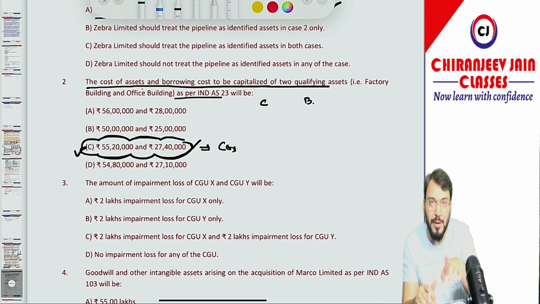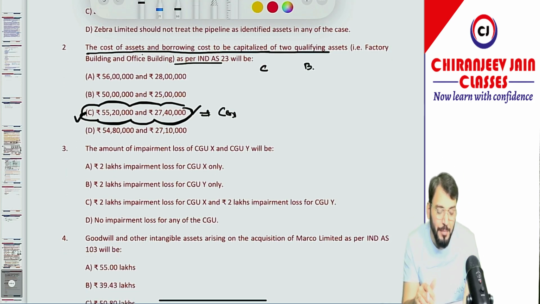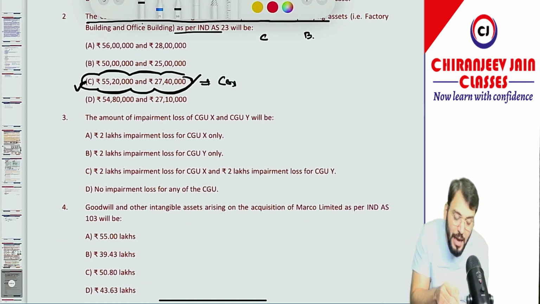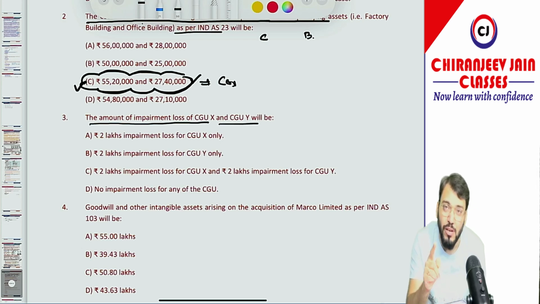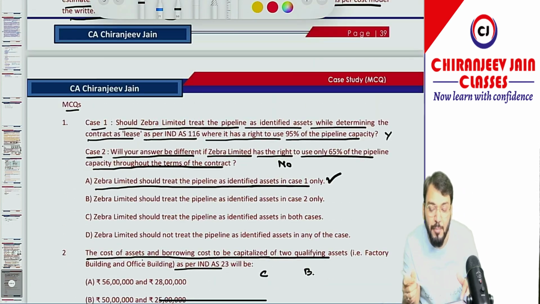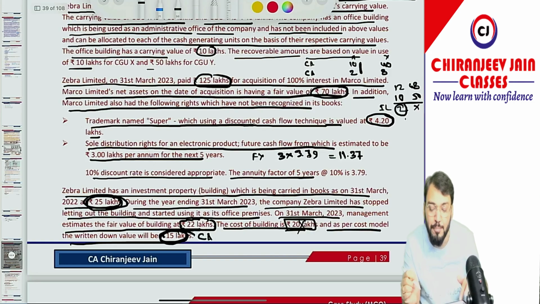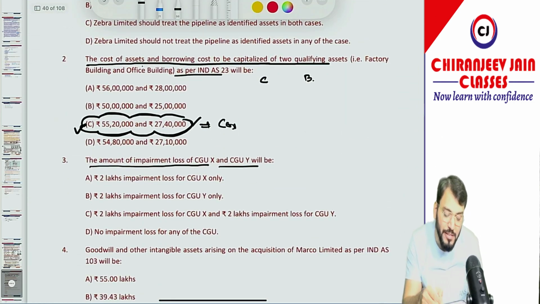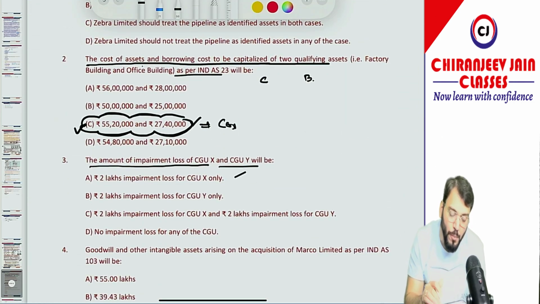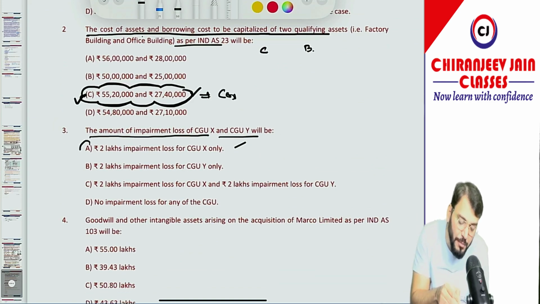Calculation of borrowing cost to be capitalized, already I have summarized. Okay, yes sir. Now the amount of impairment loss of CGU-X and CGU-Y. So there was only impairment loss related to X. There was no impairment loss of Y. What was the impairment loss? Already we calculated 2 lakh was the impairment loss for X. So 2 lakh was the impairment loss of CGU-X. This is the option which is correct. Option number A is correct.